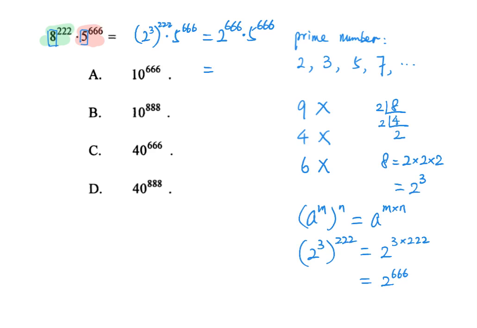Here, they have the same power. For the same power, a to the power n times b to the power n, you can group them together: a times b, to the power n. So you can put the bases 2 times 5 together, and then to the same power, 666. 2 times 5 is 10, so 10 to the power 666. So the answer should be A. That's it.